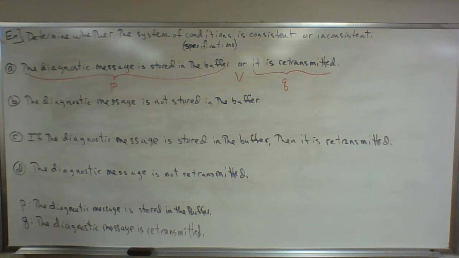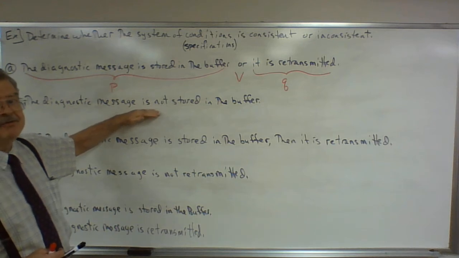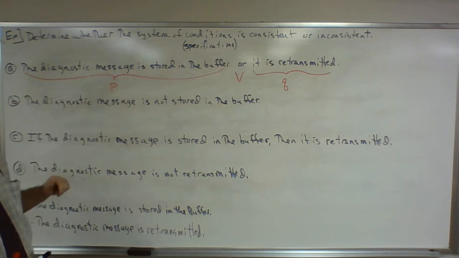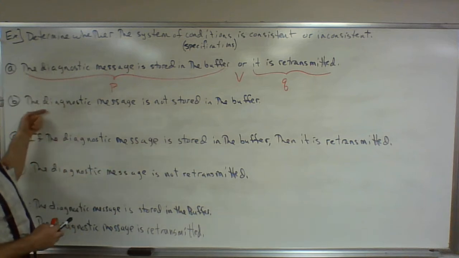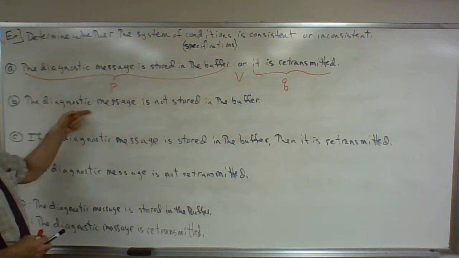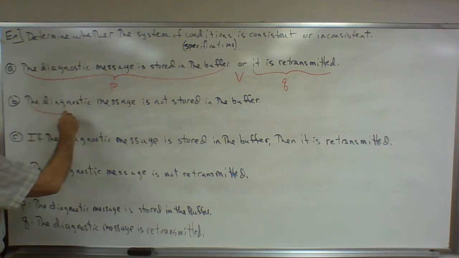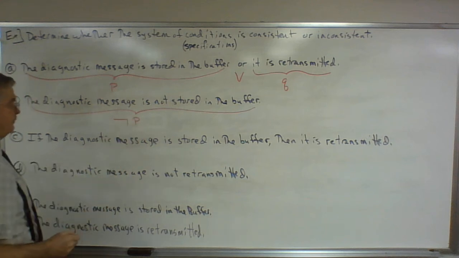Onward and upward. The second condition or specification: the diagnostic message is not stored in the buffer. And this is not a new simple statement. This is a negation of P, isn't it? P is the diagnostic message is stored in the buffer. This is not P. The diagnostic message is not stored in the buffer. So there's nothing new here. We represent this with not P.